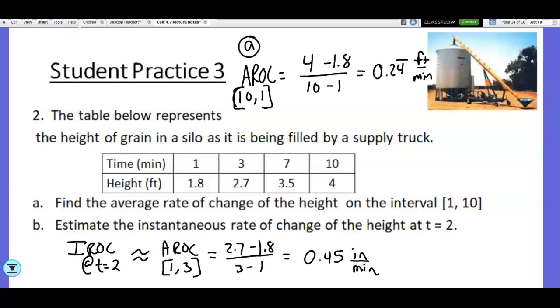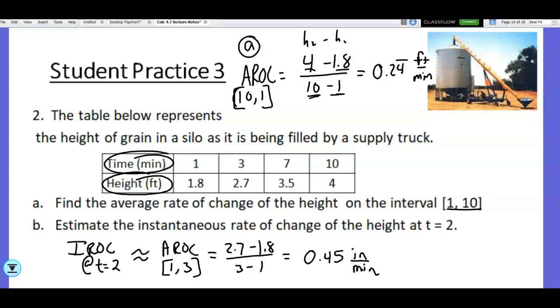All right, so the answer to A is at the top. We're finding the average rate of change on the interval from 1 to 10. So you do your height 2 minus height 1 over your time 2 minus time 1. The height at 10 is 4 and the height at 1 is 1.8. Calculating our slope, we end up with 0.24 and it just kind of keeps going. And that's in feet per minute. The top numbers come from the bottom row, which is in feet. The bottom numbers come from the top row here, which is in minutes, so it's feet per minute.